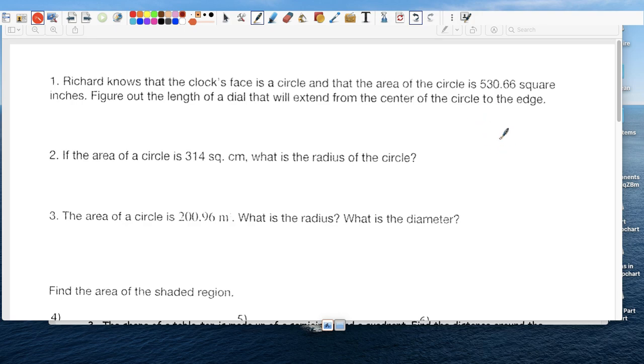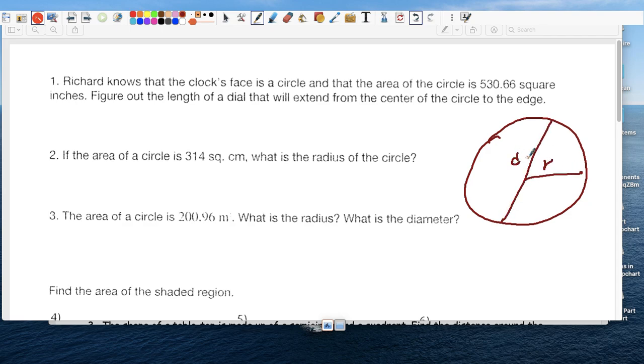Question 3, again the same type of question. Sorry, I should have taken a look at these questions. We want the radius and we want the diameter. So we're missing r and we're missing d. The area, the space inside, is 200.96 meters squared. You're missing the squared over here. A equals pi r squared.